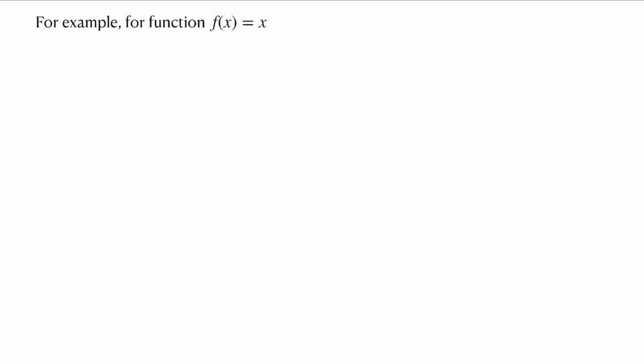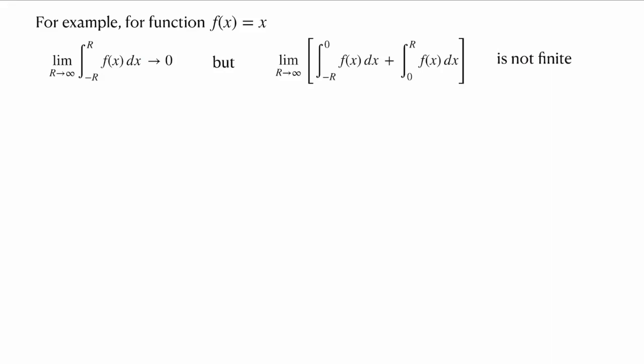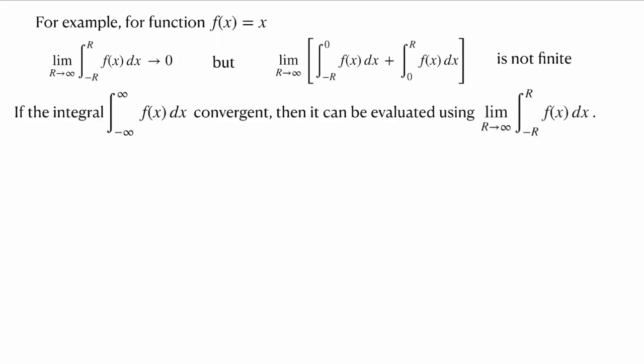Now this can be easily demonstrated with the function f of x equal to x. We have the limit r going to infinity of the integral from minus r to plus r of f of x dx going to 0. In this case, the integral of f of x going from minus infinity to plus infinity looks convergent if we evaluate it using the limit r going to infinity of the integral from minus r to plus r of f of x dx.